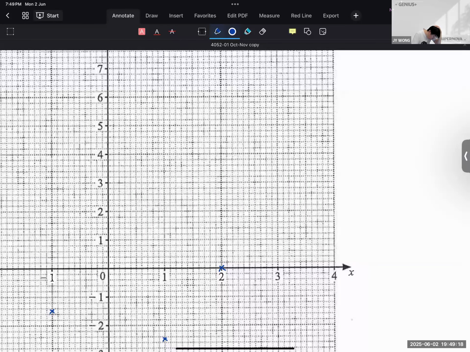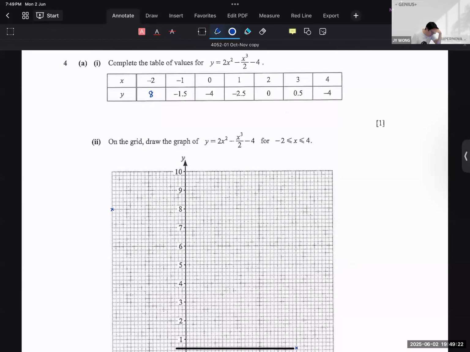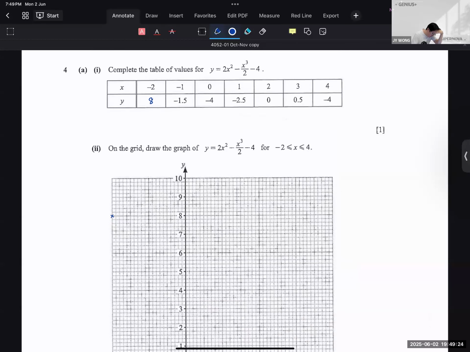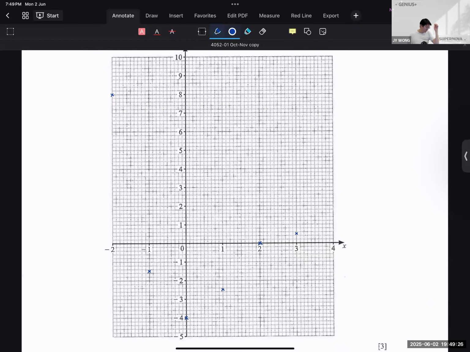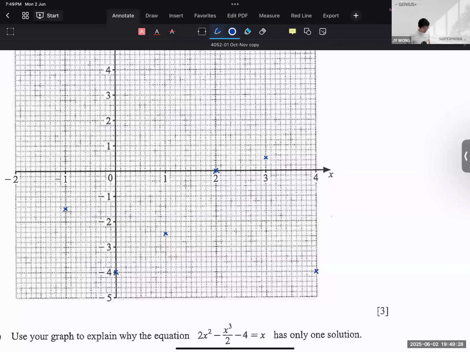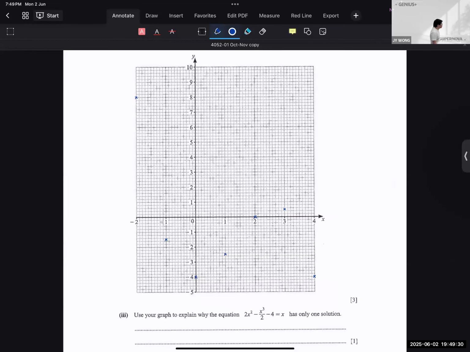0.5 is exactly in the middle. And then when x is 4, y is -4. A curve like that cannot be drawn properly without a curve rule. Okay, you won't be able to freehand this one. But your graph should look something along these lines. It should look something like this.